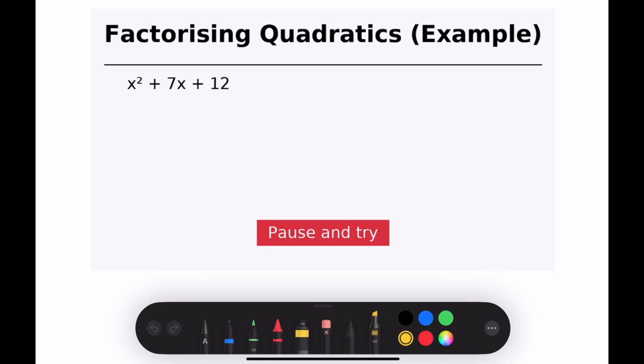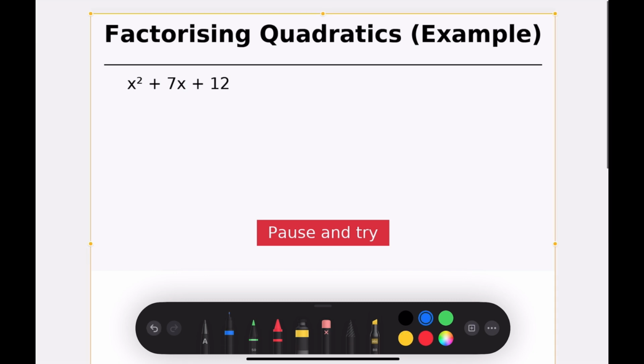So today I'm going to be going over factorising quadratics where the x squared coefficient is 1. Factorising is the opposite of expanding, so you're putting the expanded form back into brackets. Whenever you're factorising, you want to have two numbers in the brackets. So you want to have x plus a and x plus b.